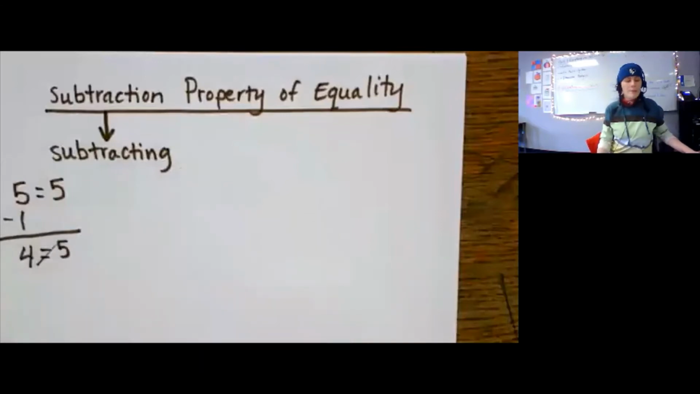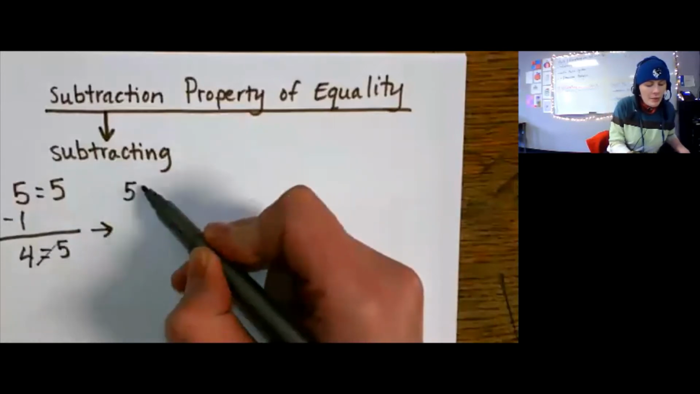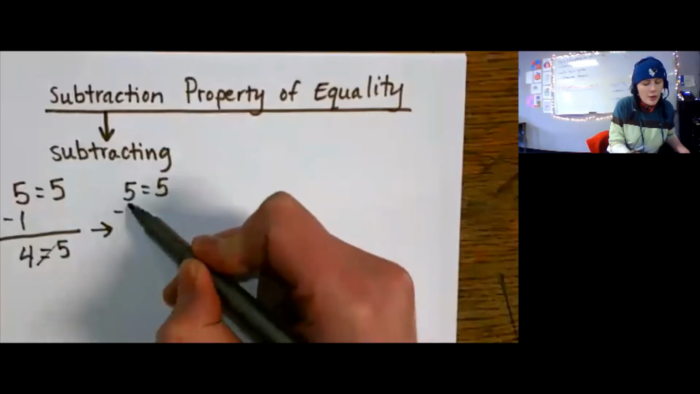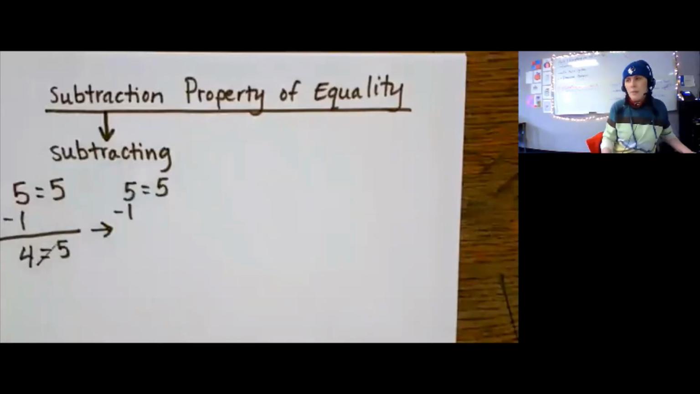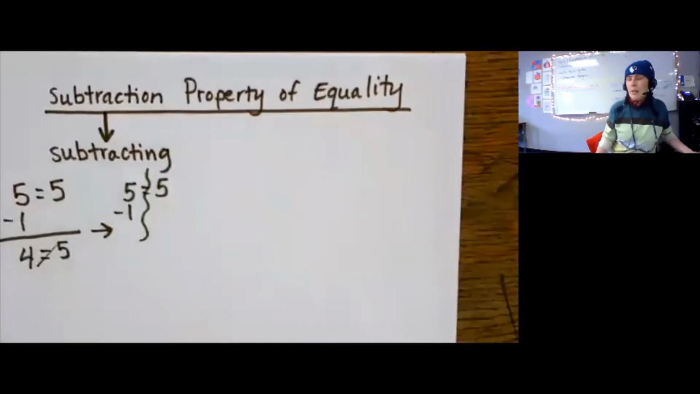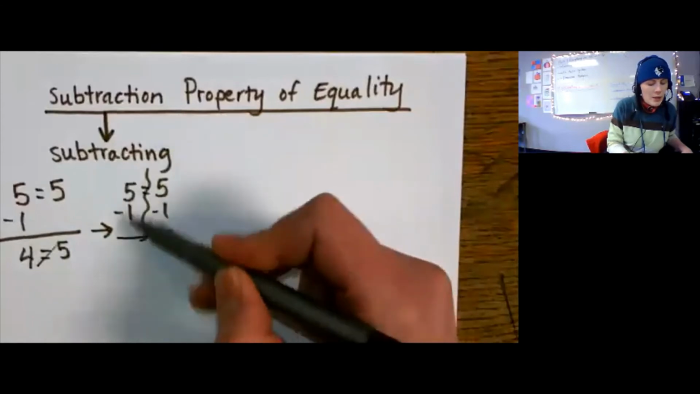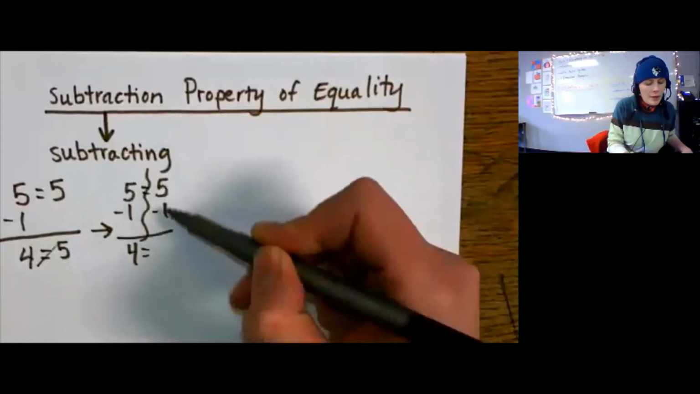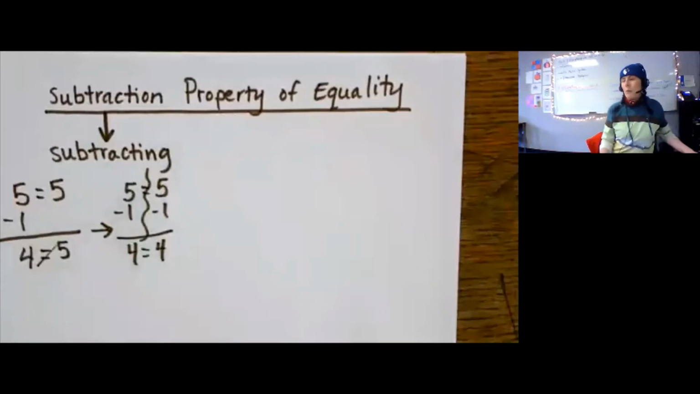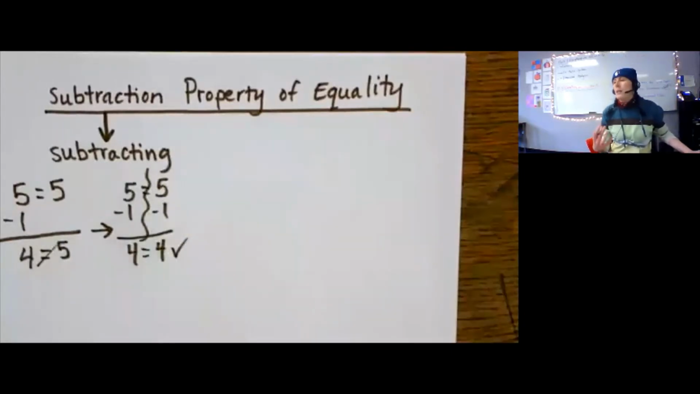4 equals 4. So, if we take the same principle, we subtract 1 from one side of the equation. Put a line through that. We need to subtract on both sides. So 5 minus 1 is 4, and 5 minus 1 is 4. We know that 4 equals 4, so that pans out. So now we need to see an example that's not just numbers.